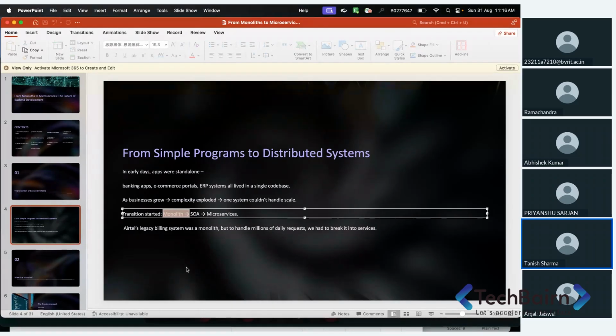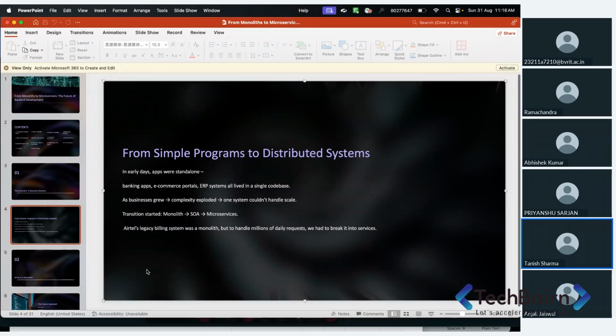Okay. Over at Airtel also, there was a billing system which was a monolith, and it wasn't able to handle millions of daily requests when the Airtel Thanks app was launched, right? So we broke it into microservices so that we could scale things up and make it handle more requests itself. Okay.